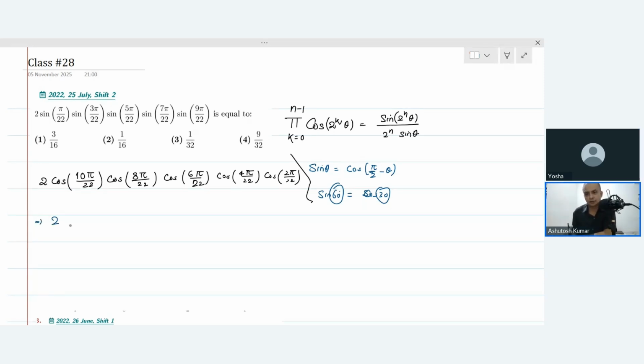Dividing by 2, I can write these as cos 5 pi by 11, this is cos 4 pi by 11, this is cos 3 pi by 11, cos 2 pi by 11, and cos pi by 11.